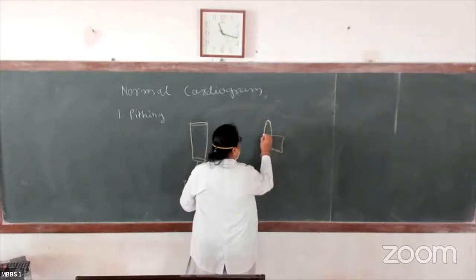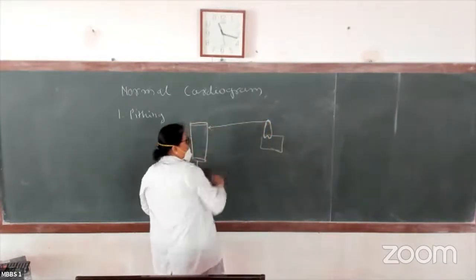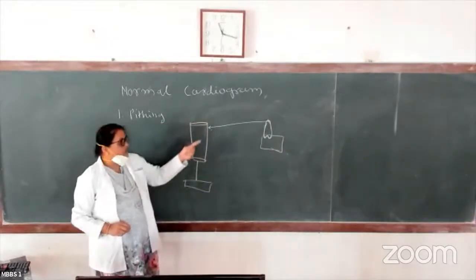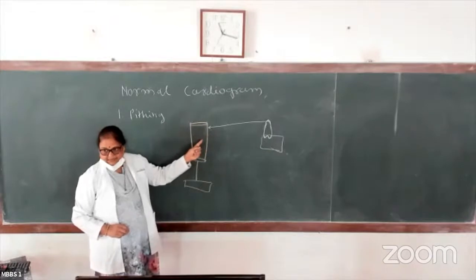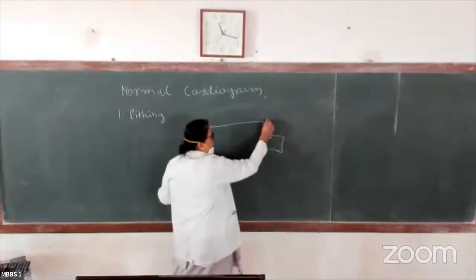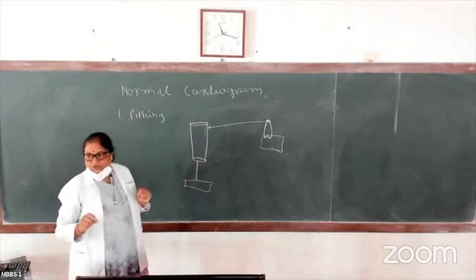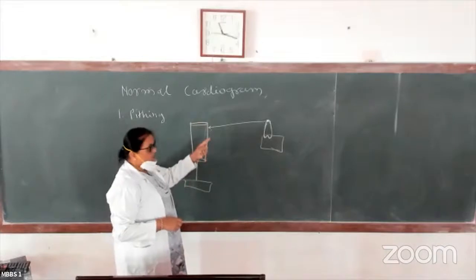Pierce a pin at the tip of the ventricle without damaging the chamber. This is connected with the starting heart lever, and the graph is recorded with the help of the starting heart lever. The pin is inserted at the tip of the chamber only at the part of the pericardium. Don't pierce into the ventricular chamber, and record the movement.